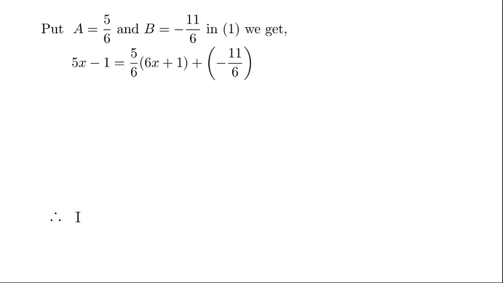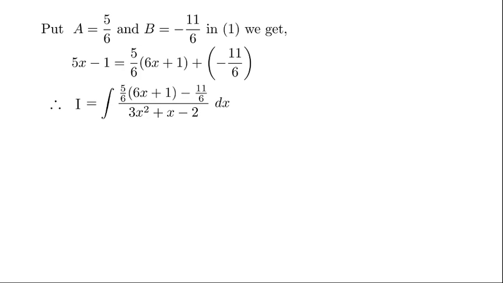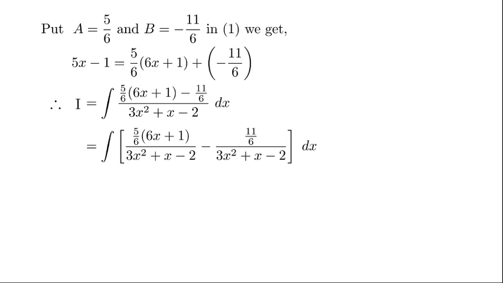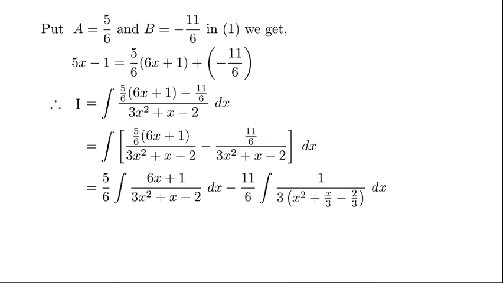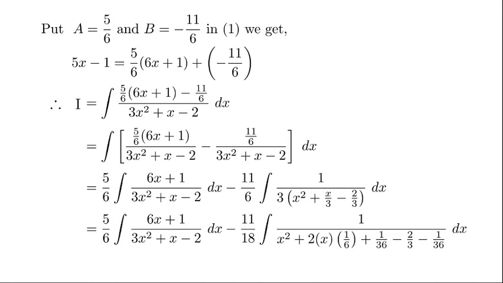Therefore, the problem changes to integration I equal to the integration of [5 by 6 times (6x plus 1) minus 11 by 6] upon 3x square plus x minus 2. And again here we separately divide by the denominator and take separate integration. So in the first integration we are going to substitute, and for the second integration, I have taken 3 out here.